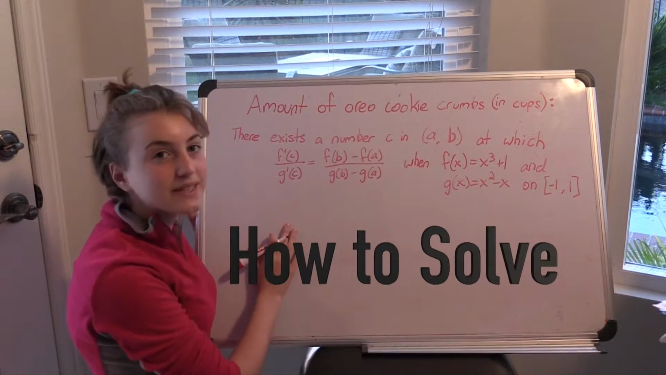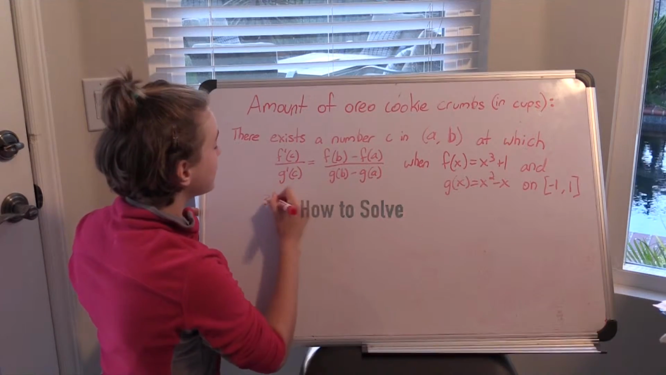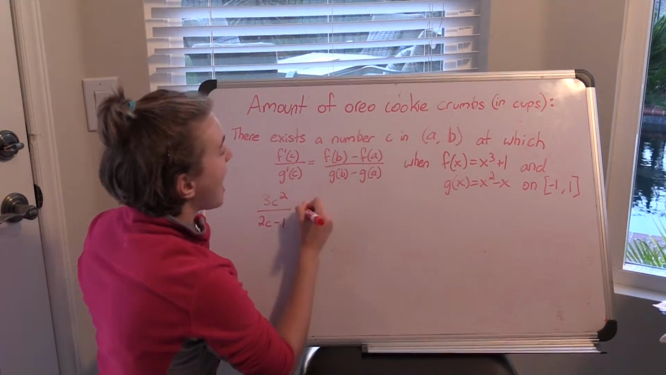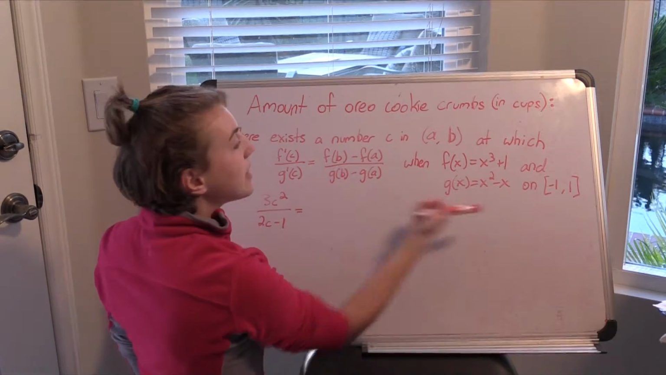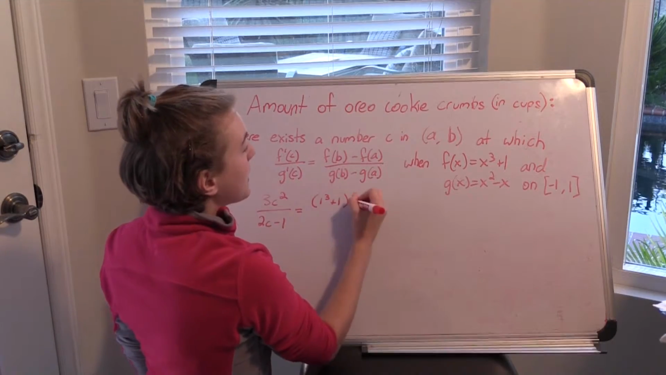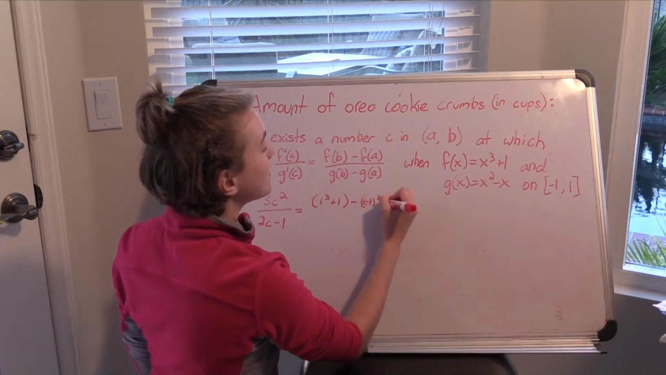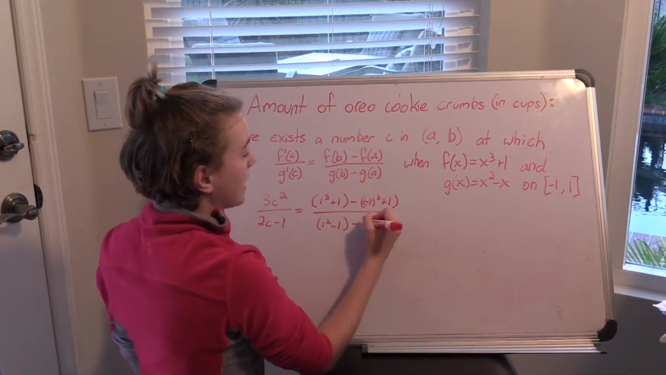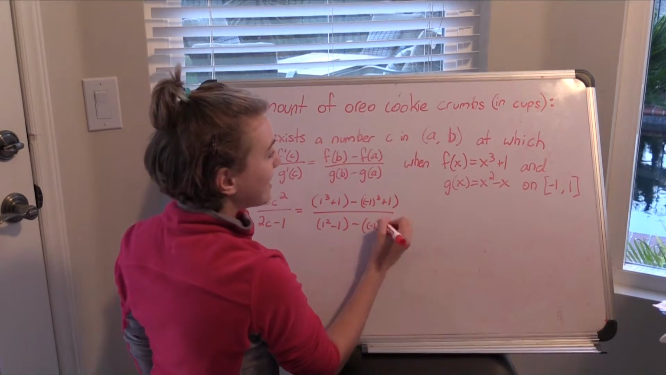Okay, so first we're going to find the derivative of f of c, which is going to be 3c squared, over the derivative of g of c, which is going to be 2c minus 1, and then that all equals, and then we're just going to plug in a and b for the numbers here. So it's going to end up being 1 cubed plus 1 minus negative 1 cubed plus 1, over 1 squared minus 1 minus negative 1 squared minus 1.